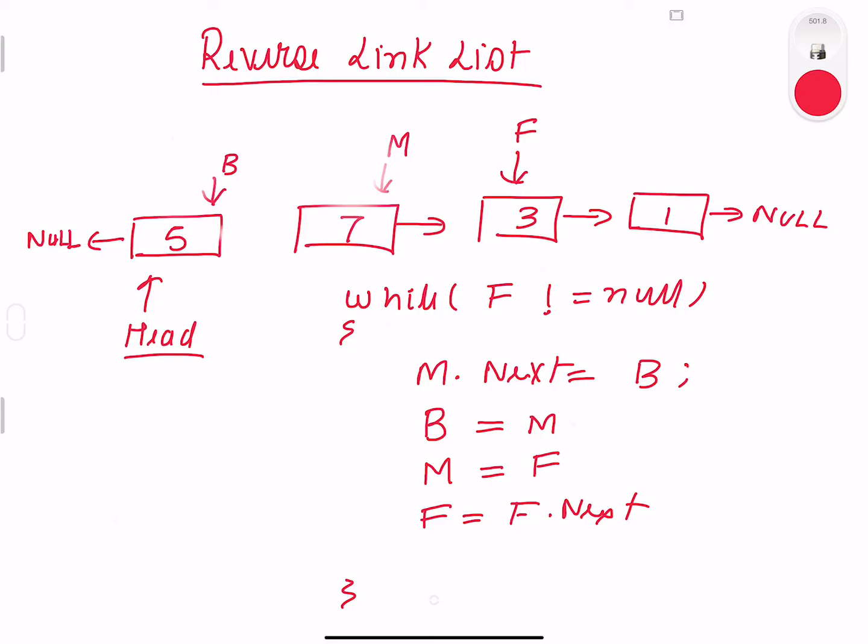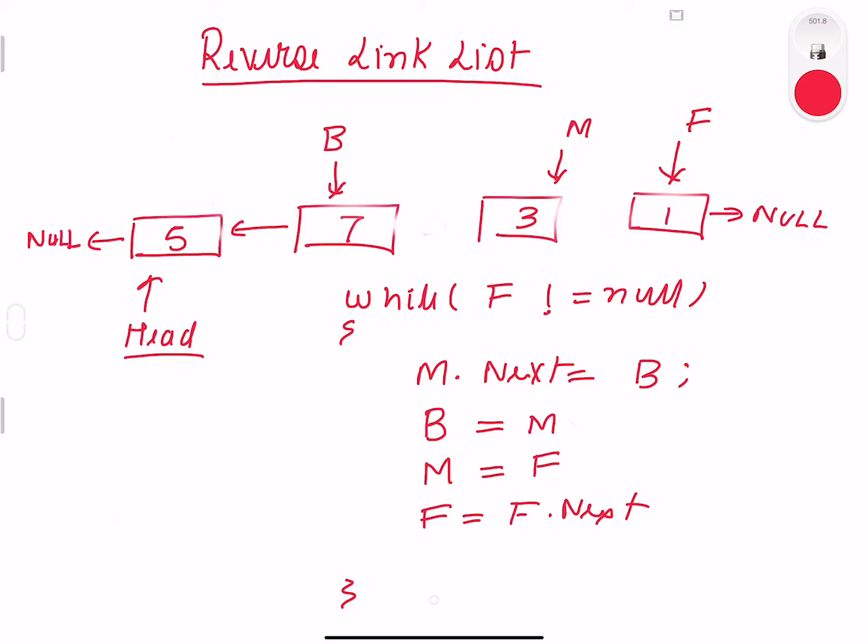So it'll break the middle node's link and move it to back. Then it will move the back to the middle node, and then it will move the middle node to the front node, and then it will move the front node to front.next, which is over here. The front is still not equal to null, so we'll repeat the process again.